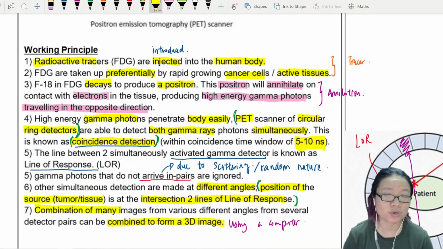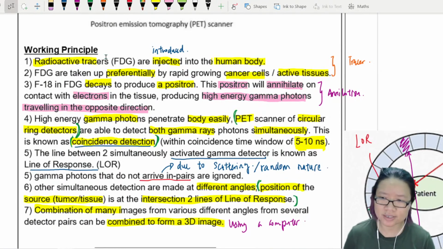So in a nutshell, if you want to tell the story, you will say, hello, human. I would like to scan to look at certain tissues in your body. I custom designed a tracer and put it inside your body. So a custom designed radioactive tracer is introduced into the human body.